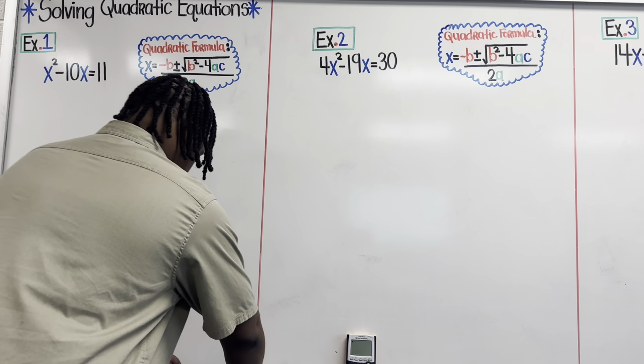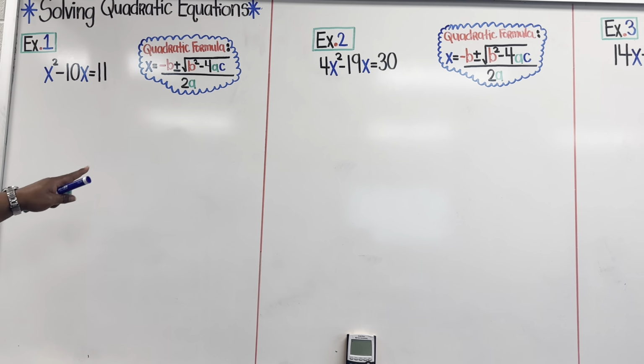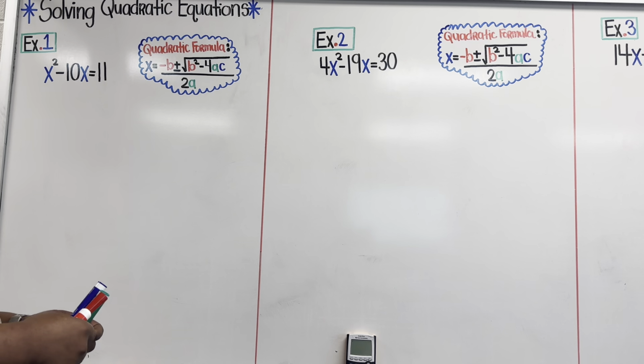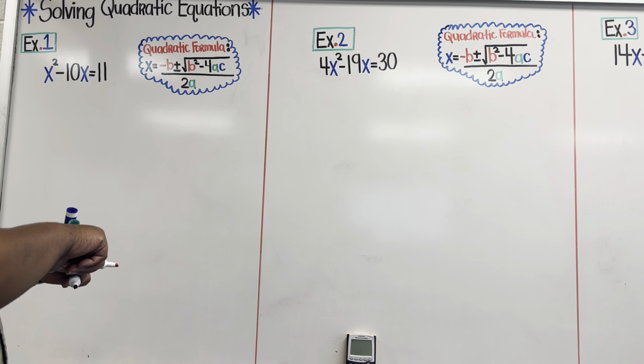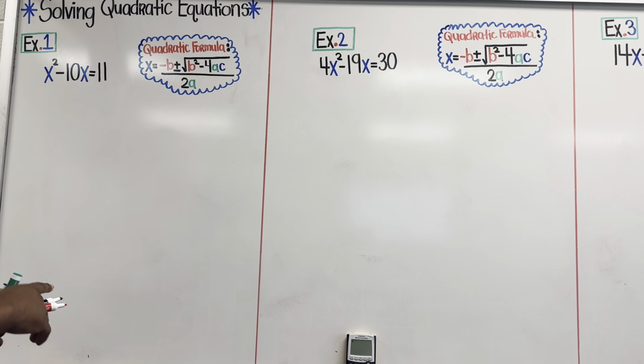Today I want to go over example 1 and example 2 of solving quadratic equations. Quadratic equations are just second degree polynomials, where the highest degree is to the second power. Today we're going to find out what are the two possible values x could be in order to make each equation true, okay?